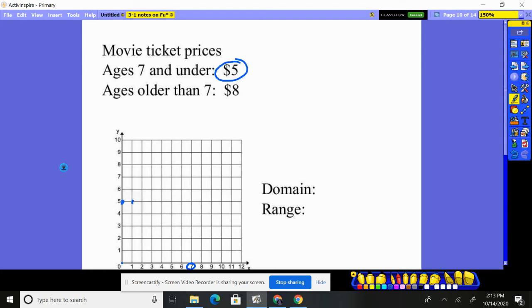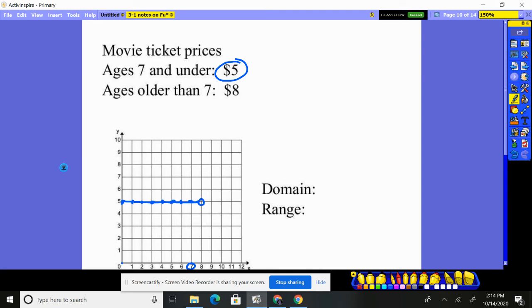Well, what if you're 1? $5. 2, it's $5 for a 2-year-old. $5 for a 3-year-old, 5 for a 4, 5 for a 5, 6, and 7. So basically all these ages from 0 to 7, and even all the way up here almost to 8, doesn't include 8, because if you're 7 and 364 days, you're paying $5.